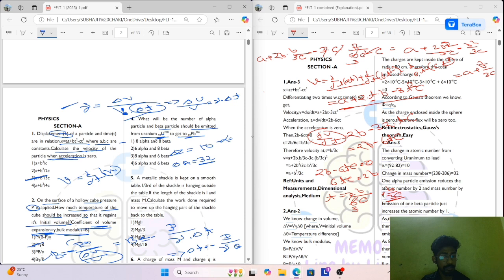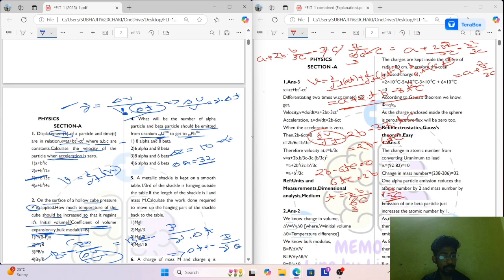So the mass of the L by 3 portion will be M into L by 3, and the mass of the remaining portion will be 2 into M into L by 3, right? And thus if you have to calculate the center of mass of the hanging portion, it will be equal to L by 3 by 2, that is L by 6, right? Center of mass you can calculate.